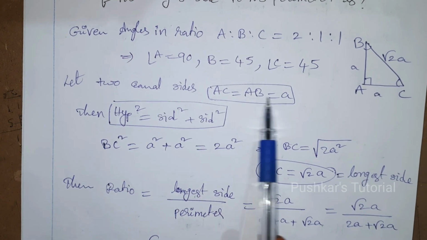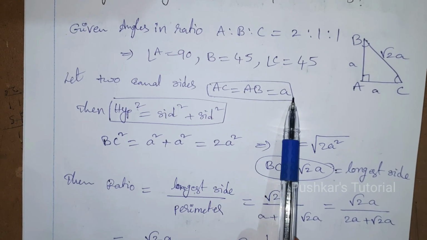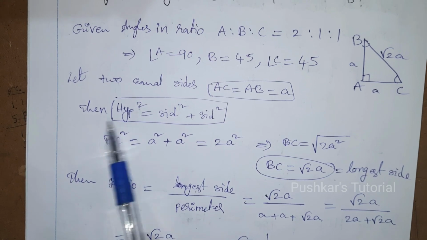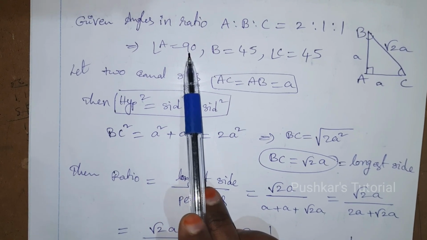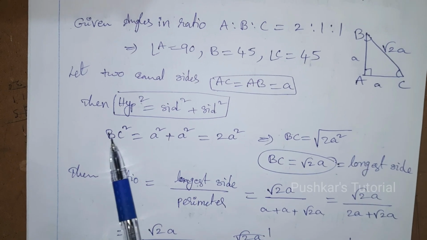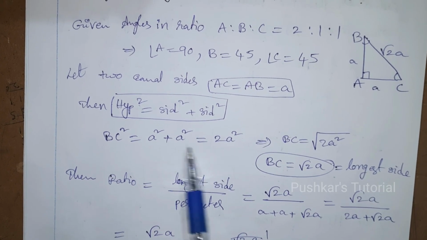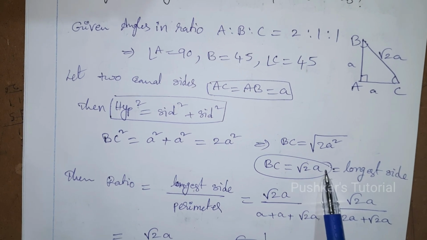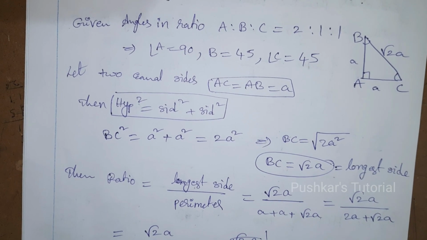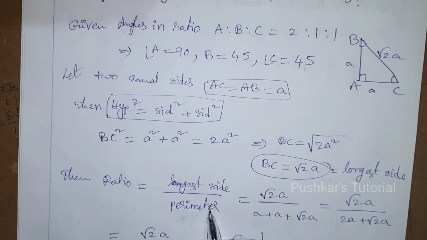So the 2 equal sides I am taking AB, AC equal to a, and hypotenuse square is equal to side square plus side square, because it is a right angle triangle, Pythagoras theorem. So BC square is equal to side square plus side square, 2a square. The third side is root 2a, that is the longest side.